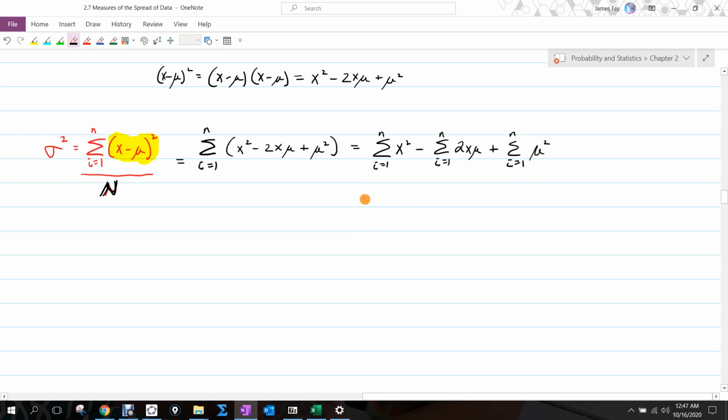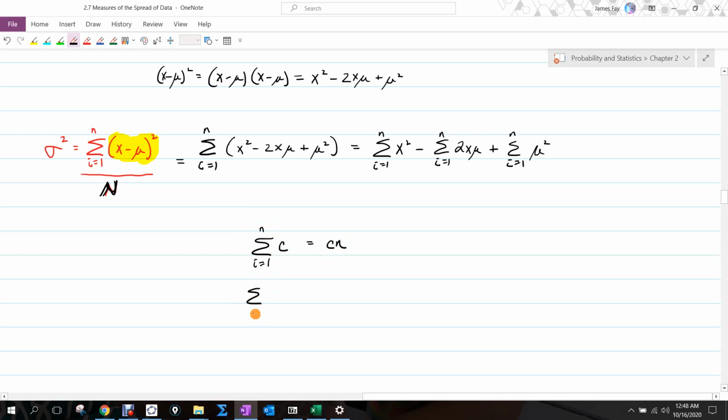Okay. Now, this would all be over n, but like I said, I'm going to skip that right now. When we have the sum from i equals 1 to n of, let's just say, a constant c, the rule for that is that it turns out to be c times n. That's how that sum is done. Because think about what this means.